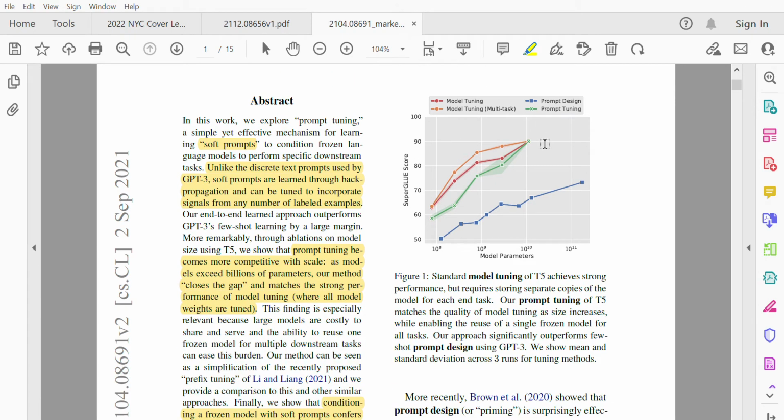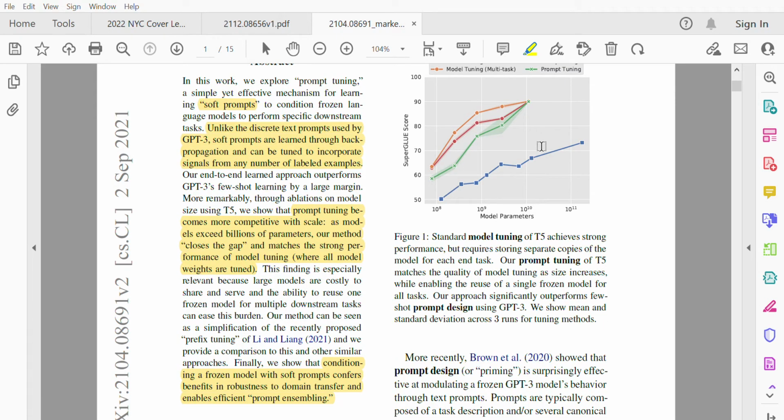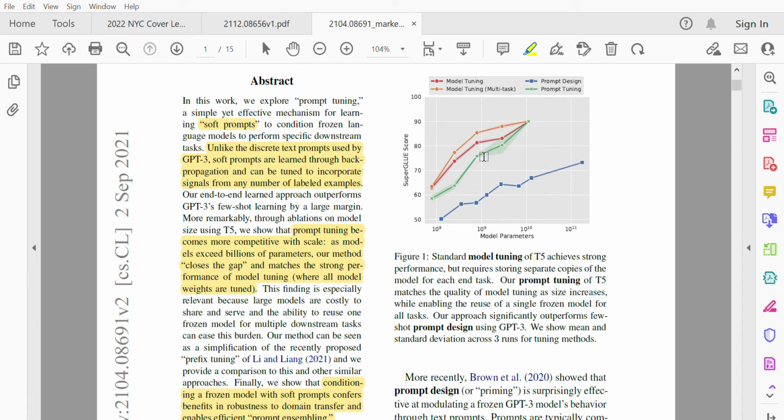So this is what I refer to as a non-NLP prompt. What they're mainly showing here is that at scale, this method works out really well. They have this figure here, figure 1, which is sort of the meat of their paper, which is to say that this green line here, which is their method that they're coming up with, is going to perform just as well as doing something like model tuning or far better than prompt design.